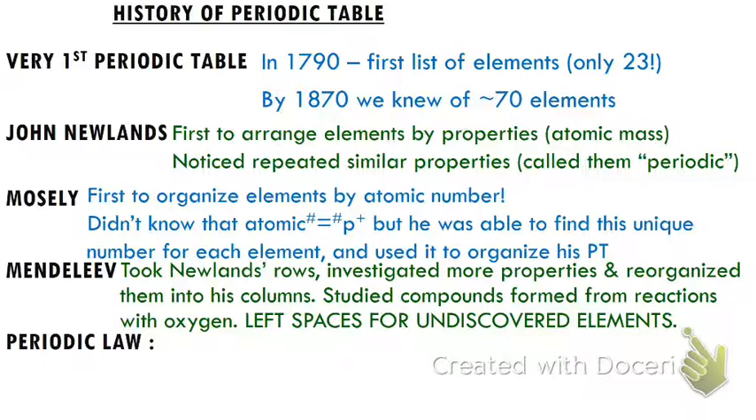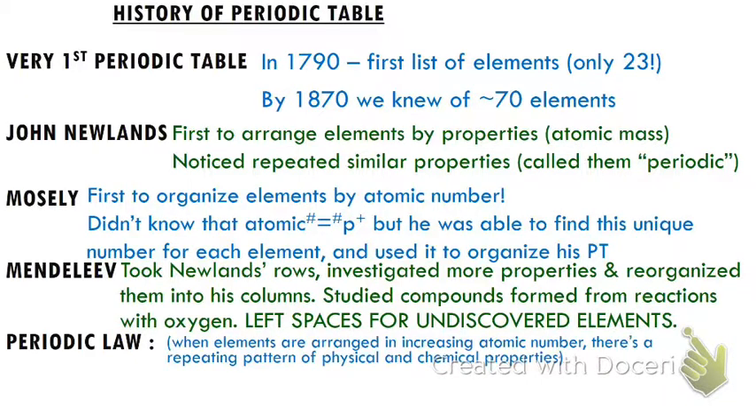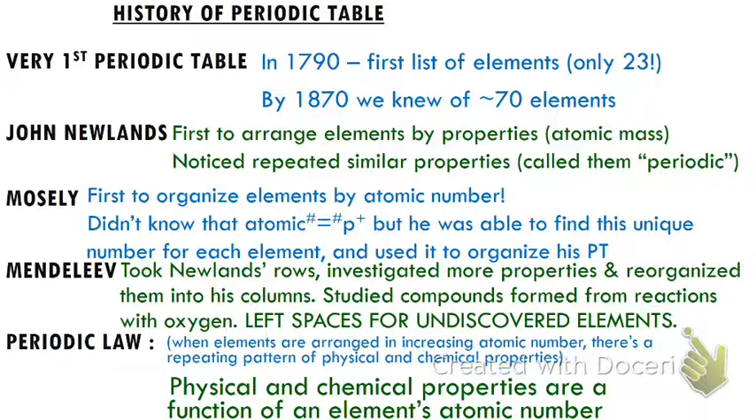So, our periodic table is organized using the periodic law. And the complicated long form of that is that when elements are arranged in increasing atomic number, there's a repeating pattern of physical and chemical properties. What that really means to us is that physical and chemical properties are a function of an element's atomic number. The atomic number determines everything, basically, about an atom.